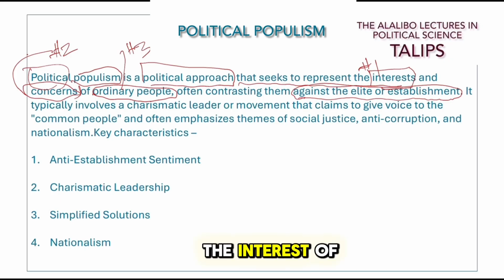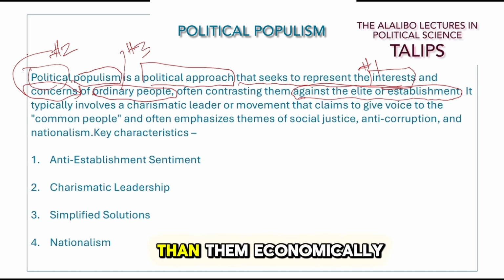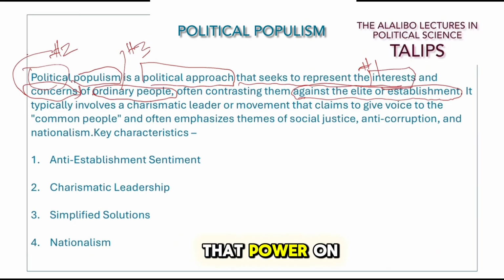One, the interest of the ordinary people must be protected because they don't have power in the sense, although they have political power because they're the ones that vote, but the elite has more power than them economically and politically, etc. And the elite can unleash that power on the ordinary people if there's no protection. Very, very critical point here, right? So it's a process that seeks to represent the interests and concerns of ordinary people and contrasting that with the elite. Okay? All right, let's take note of this point.